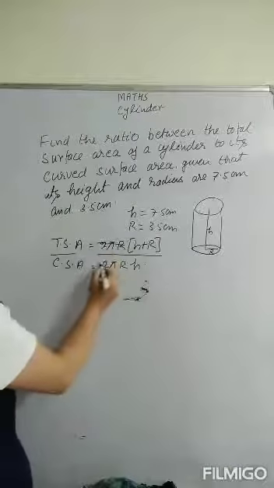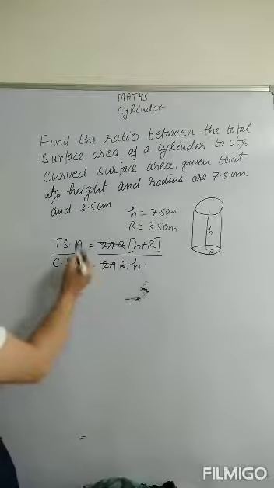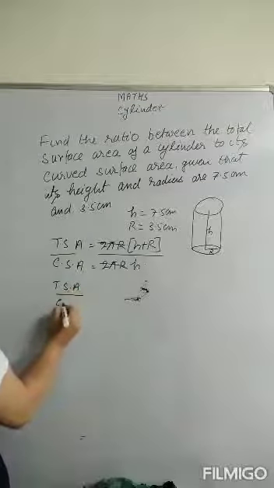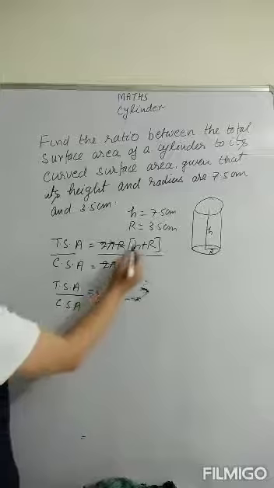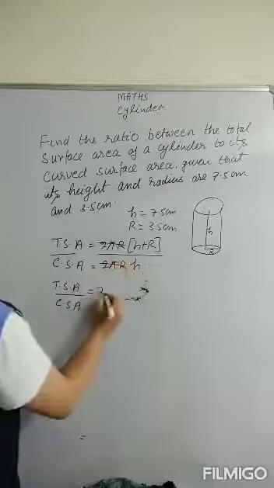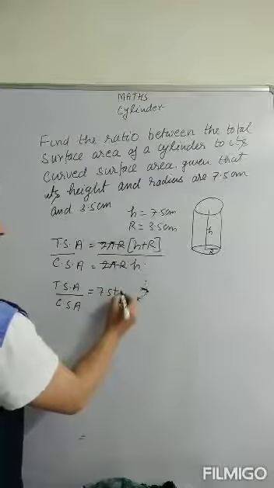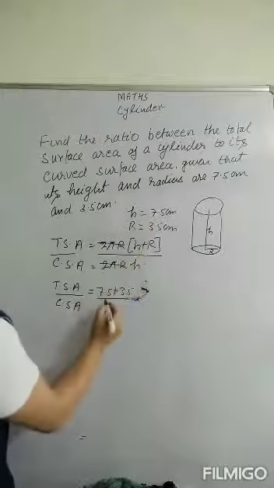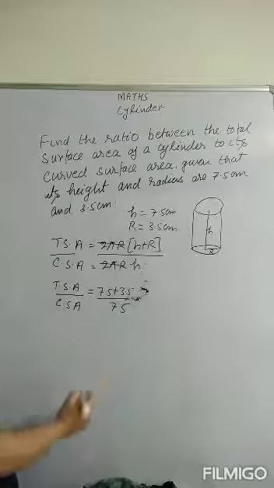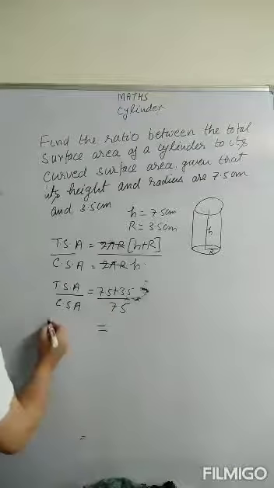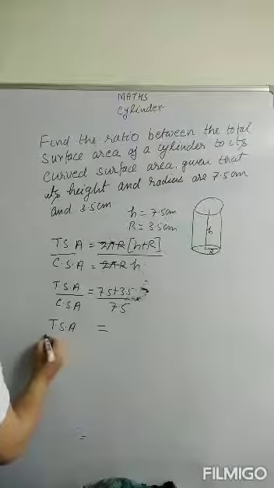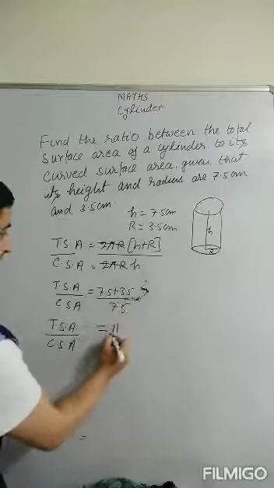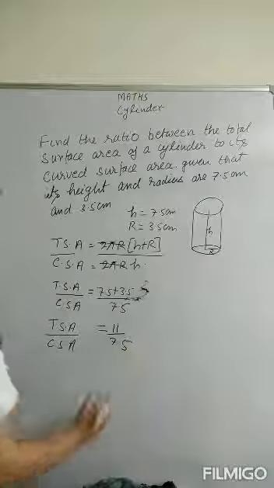So 2 pi r and 2 pi r will cancel each other. Got it? So total surface area upon curved surface area will be (h plus r) upon h. How much is h? 7.5 plus r, 3.5, upon h. How much is h given to you? 7.5. So if you solve it, this is PSA upon CSA equals, it is 11 upon 7.5.